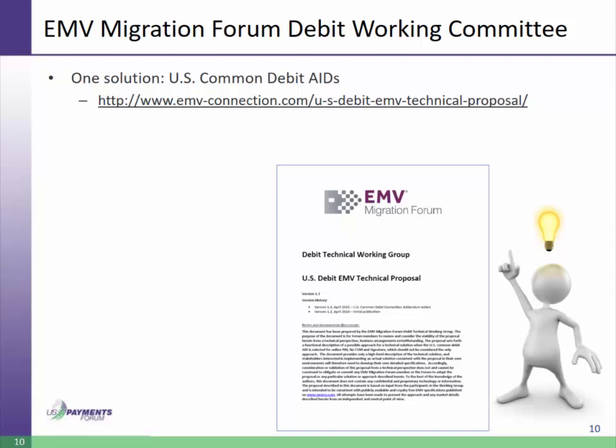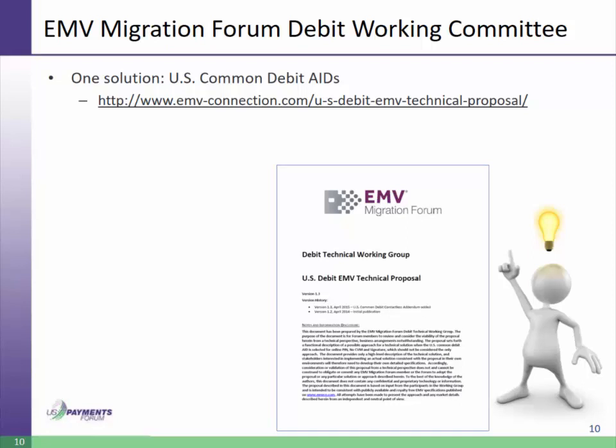This solution is compatible with a contactless transaction when implemented on a dual interface EMV chip card or a mobile device. However, contactless and mobile transactions are outside of the scope of this presentation. Refer to Addendum 1 of the U.S. Debit EMV Technical Proposal, version 1.3, for more information about contactless acceptance and the use of the U.S.